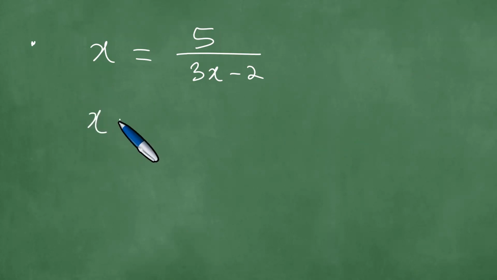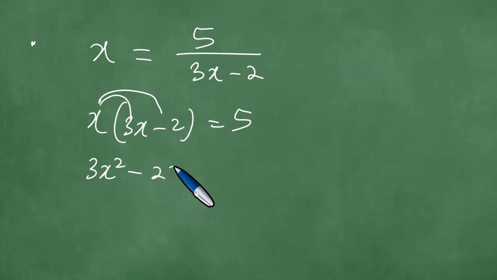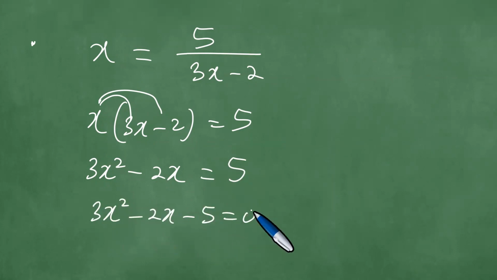That's Tando, right? So that's cross multiplication. We have x into 3x minus 2 equals 5. What do we do next? We expand, or we distribute. We multiply x by this and x by that, which means it is 3x squared minus 2x equals 5. Then minus 5, equals 0.